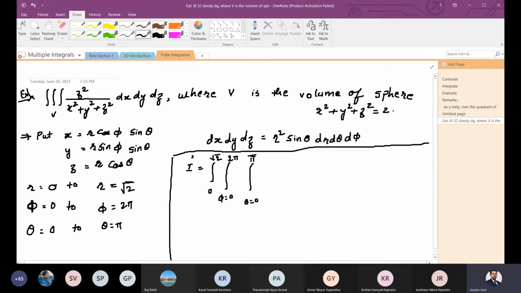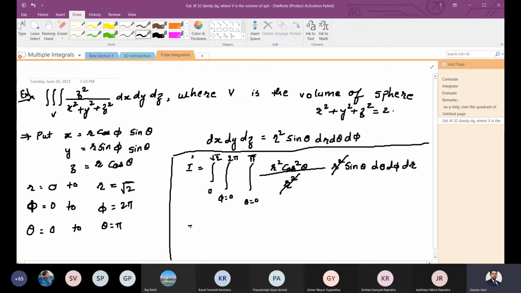What will be the numerator here? What is the value of z? z is r cos theta, so this will be r square cos square theta upon x square plus y square plus z square. For the spherical coordinate system, x square plus y square plus z square becomes r square, and dx dy dz is replaced by r square sin theta d theta d phi dr. So this r square gets cancelled out.